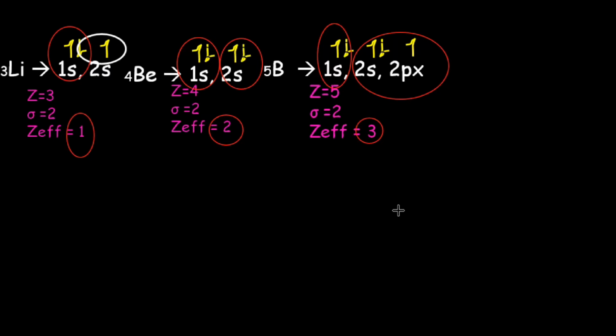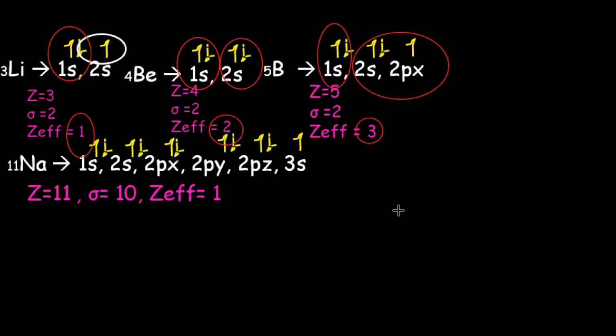Now what about the element present in a period? The element below lithium is sodium, which has atomic number 11. Its electronic configuration tells us that it has one electron in its third valence orbital. The intervening electrons between 3s and the nucleus are 2, 4, 6, 8, and 10. The screening constant is 10, atomic number is 11, and effective nuclear charge is 1.